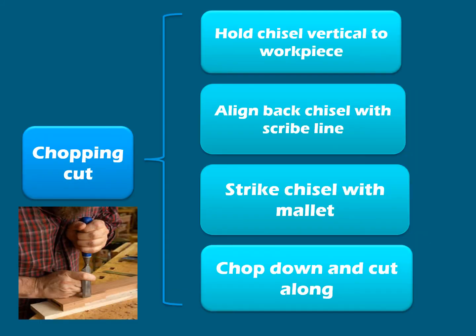Chopping cut. When you are cutting down into a piece of timber, you can use a bench chisel and firmer chisel. First, you need to hold the chisel vertical to the workpiece with your dominant hand. Align the bench chisel with the scribe line. Strike the chisel with a mallet, and last, chop down and cut along. Remember, make sure you wear safety gloves.